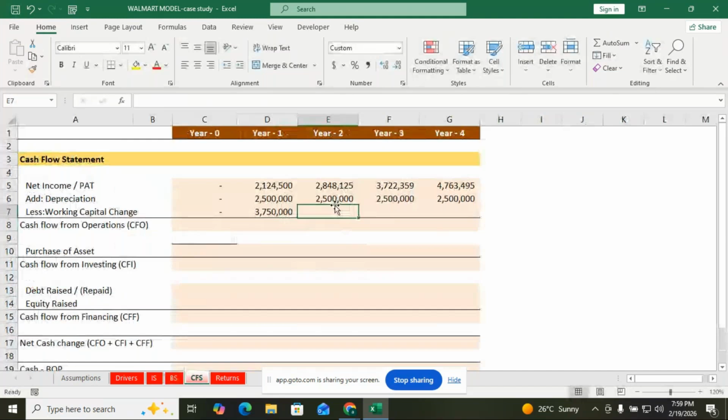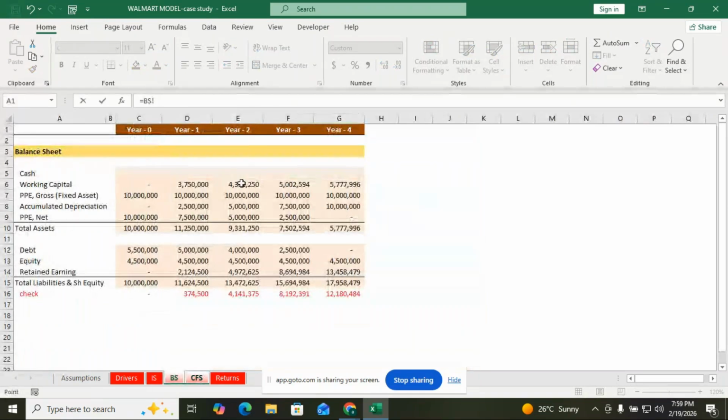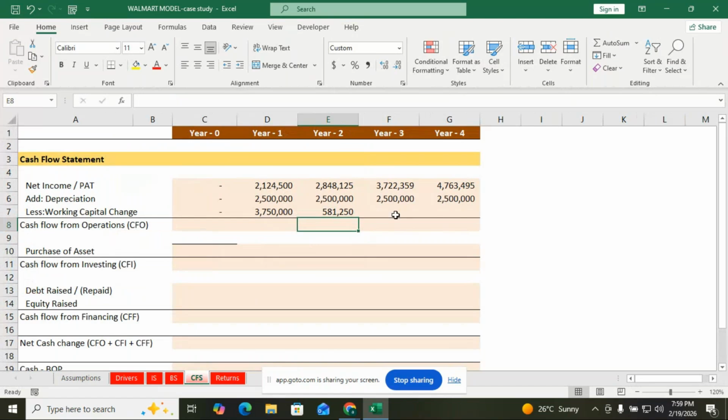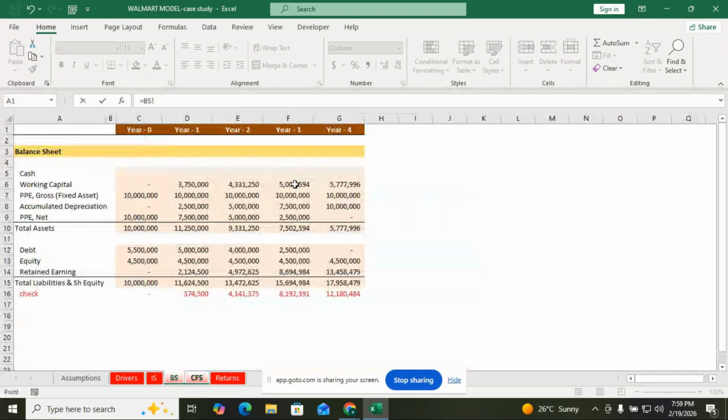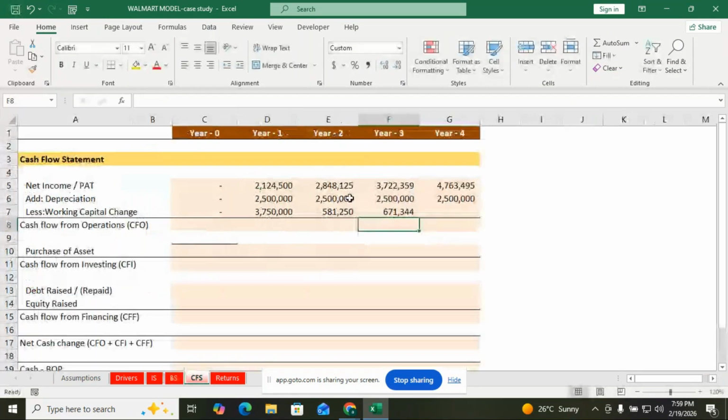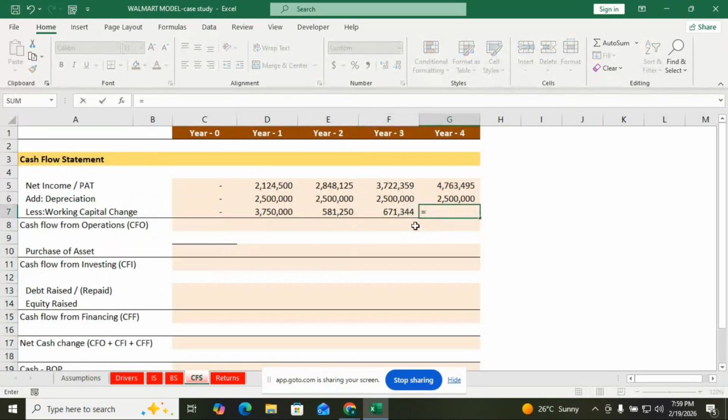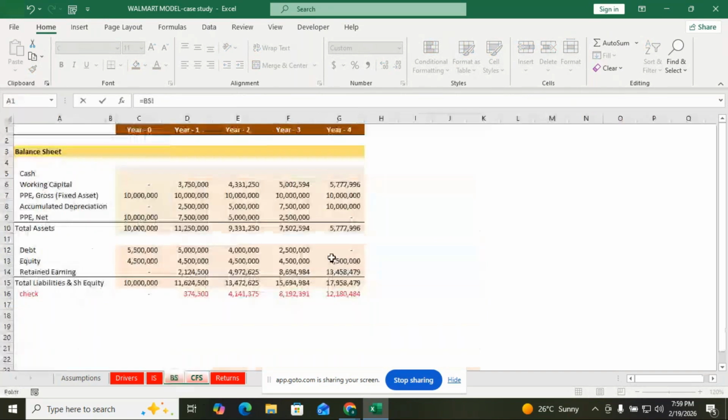Okay. Same thing for the rest. Equals to current year minus previous years. Equals to current year minus previous years. This is how we enter the working capital changes. Equals to current year minus previous years.